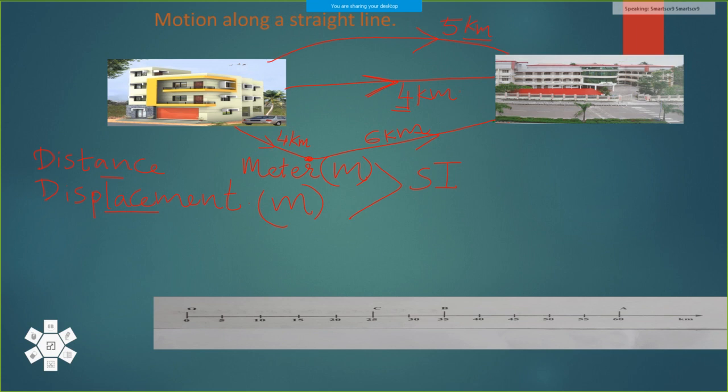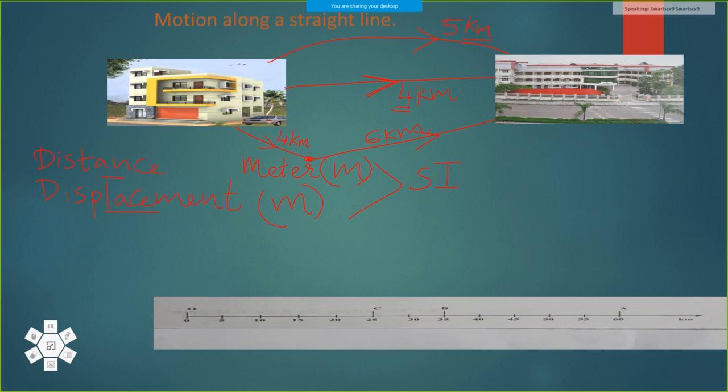Look, here from our home, we have gone to our school. Every day we are going to the school in different ways. If it is so, then the distance covered depends on the path. If you choose this path, 5 kilometers is the distance. And if you choose this path, 6 plus 4, 10 kilometers is the distance. So, distance depends on the path followed, the path we choose.